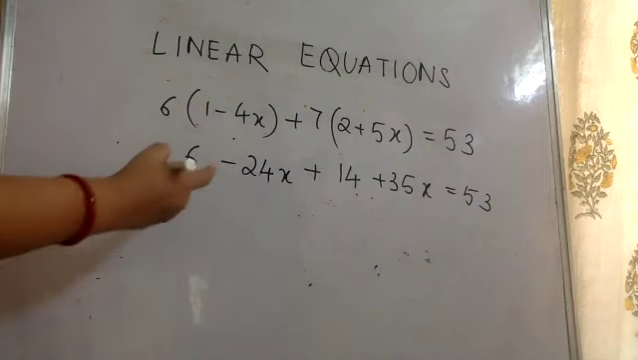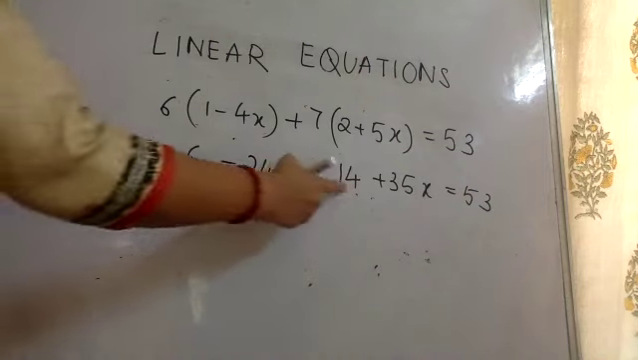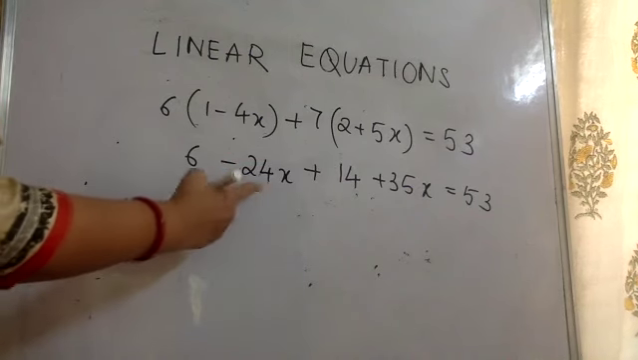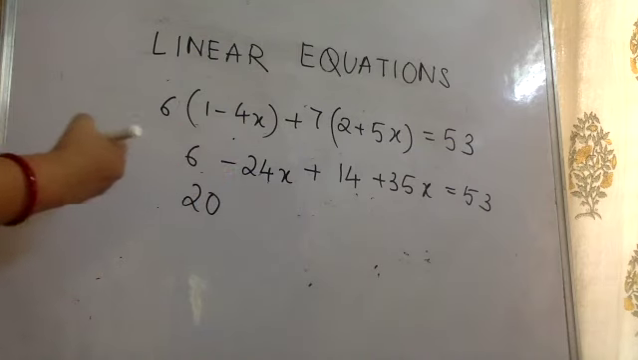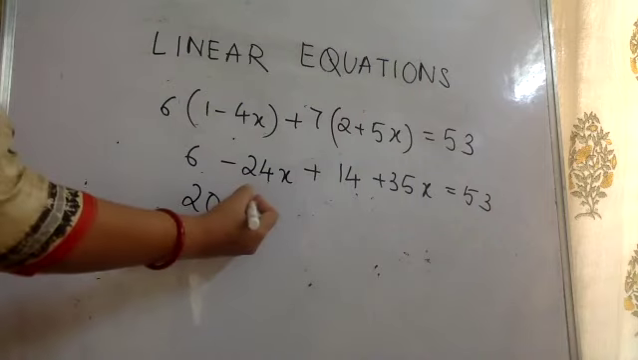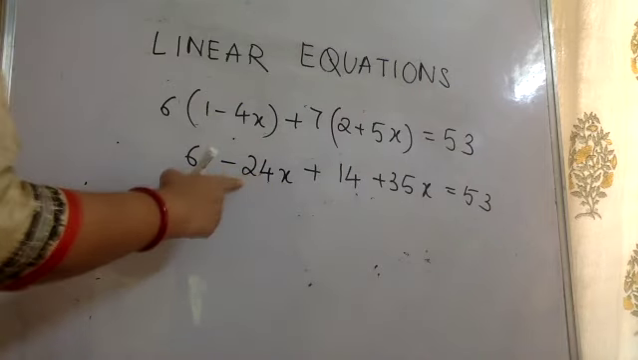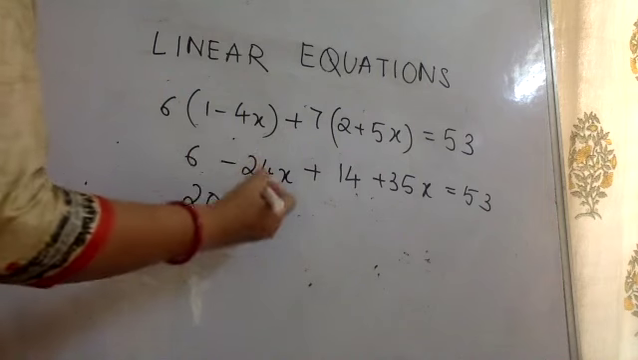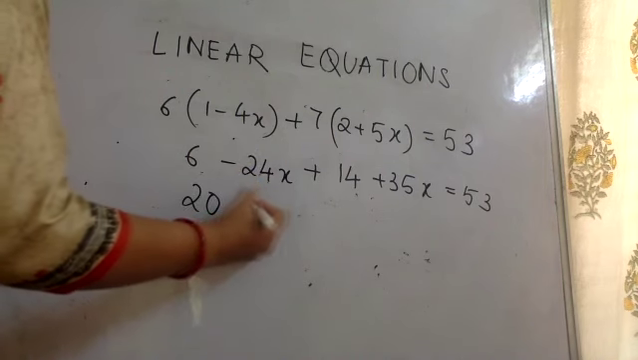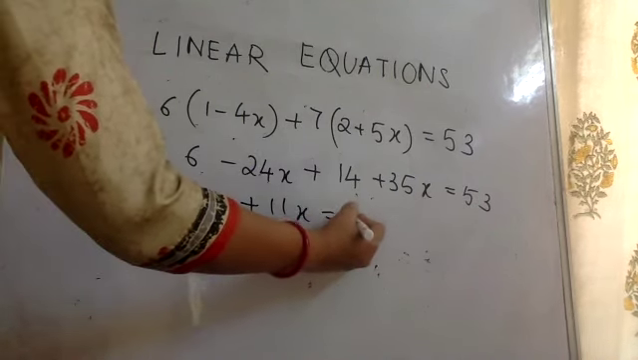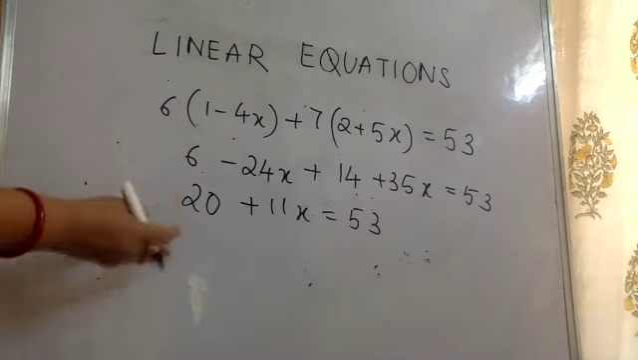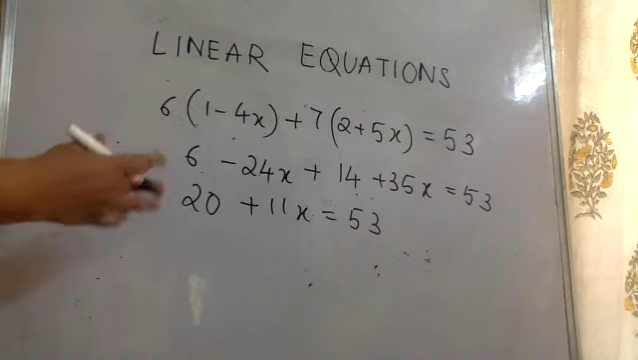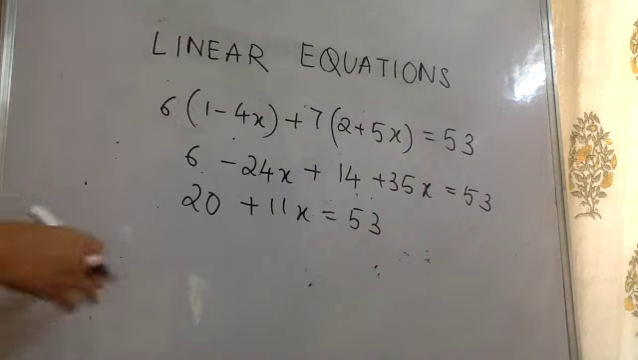Then here we have 6 plus 14, that is a 20. And 35x minus 24x, because they are opposite signs, I'm going to subtract, is plus 11x. So 20 plus 11x is equal to 53. Now this equation is almost looking like the previous equations I have solved. The more you simplify, you will get them looking like the previous easy sums.